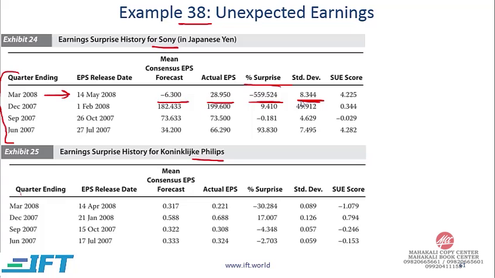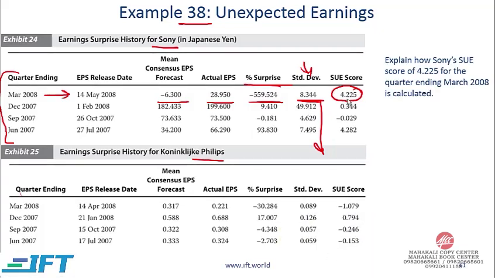What does this standard deviation of 8.34 mean? This is the standard deviation of earnings surprises in the past for that same company. A relatively high standard deviation means that this company has a history of relatively high earnings surprises. Now, where does this number 4.22 come from? I want you to calculate this before looking at the solution. To come up with 4.25, we say the actual EPS 28.95 minus minus 6.3, which becomes a plus, divided by the standard deviation, and that will give you this particular number. So that answers our first question.